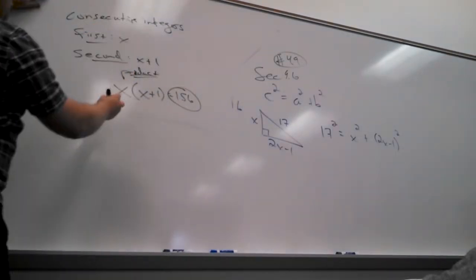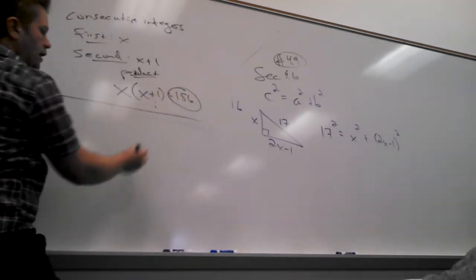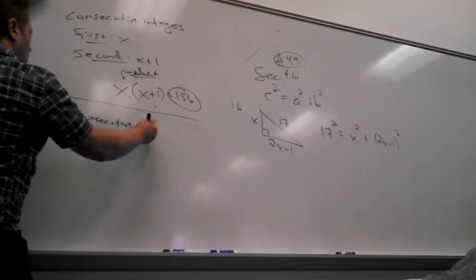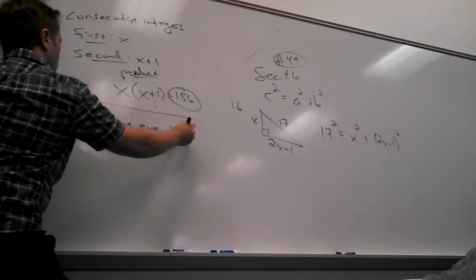Now, just going off of this, so that's that problem. You've got to finish that out. What if instead I said consecutive even integers? X plus 2.